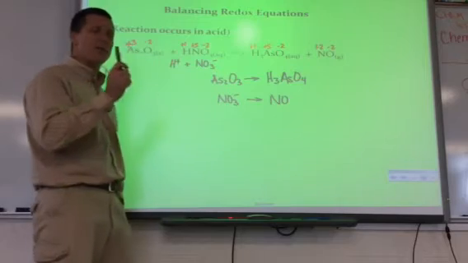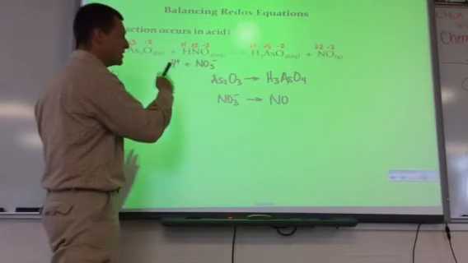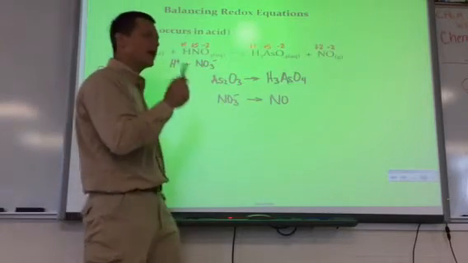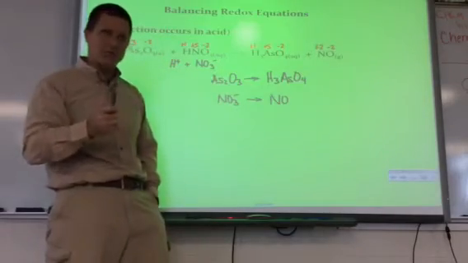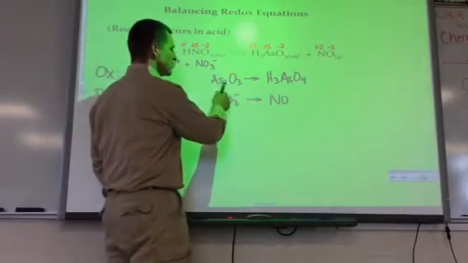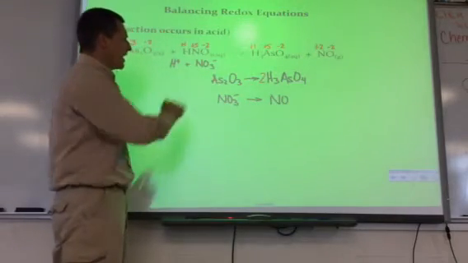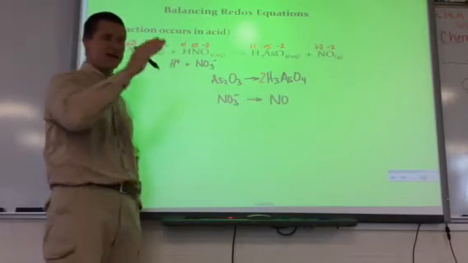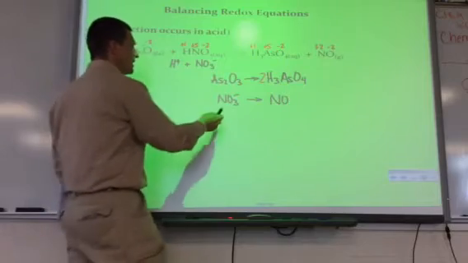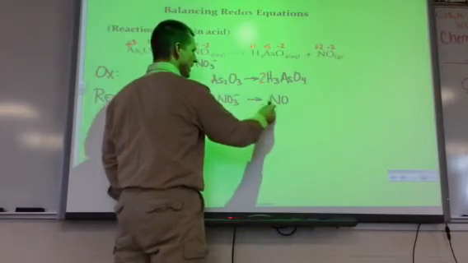The steps for balancing the redox. We've got everything written out as half reactions. Let's go for it. Balance all the non-H's and O's first. I have 2 As's over there, only 1 As there, so I'm going to put a 2 there. The rest of that oxidation half is H's and O's, so I'm leaving it. In the reduction half, I got 1 N and 1 N. I'm done.